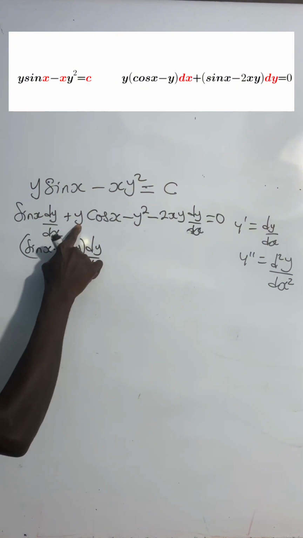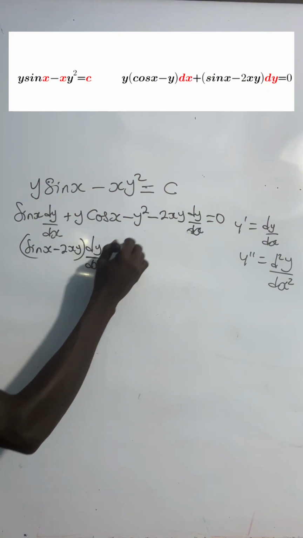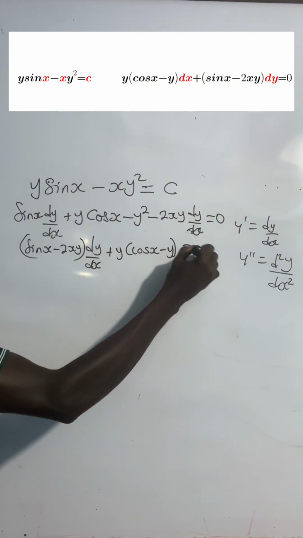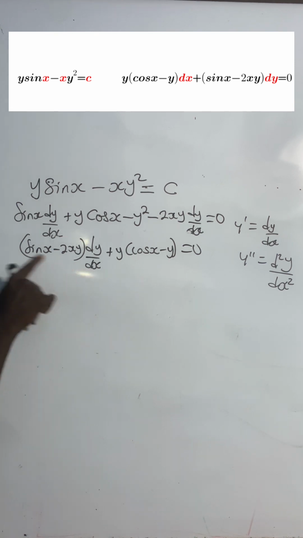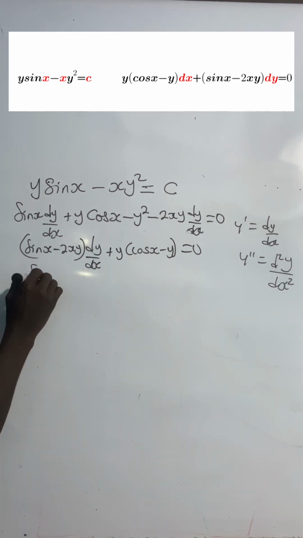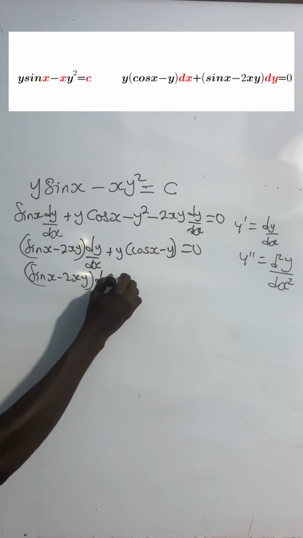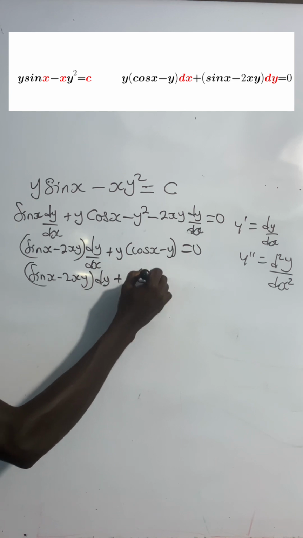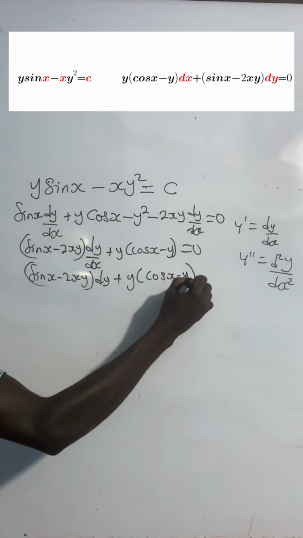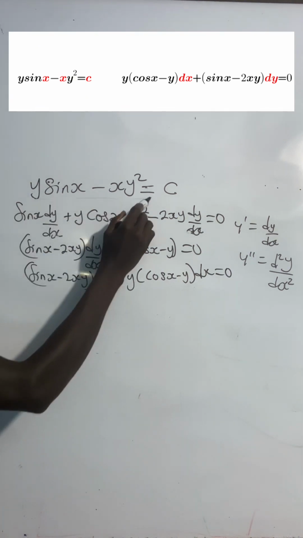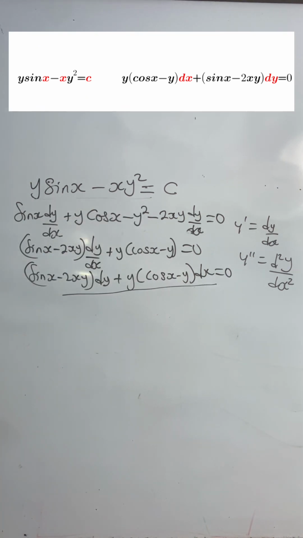Here we have y and we have y squared, so we can factorize y out to get y(cos x − y) equals 0. We then multiply through by dx to clear the denominator, which is the dx. So this gives (sin x − 2xy) dy plus y(cos x − y) dx equals 0, because dx times 0 gives 0. So this shows that y sin x minus x y squared equals c is a solution to the differential equation.